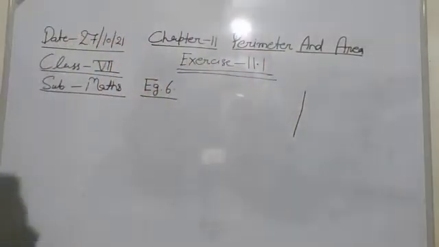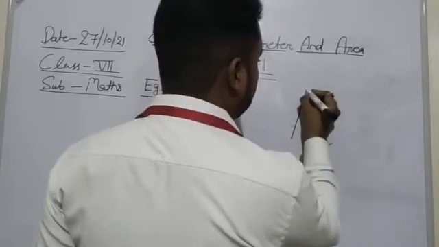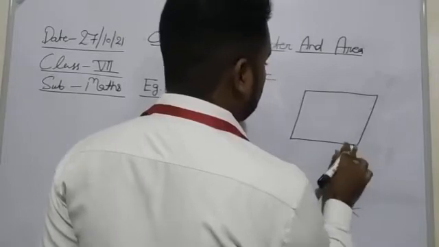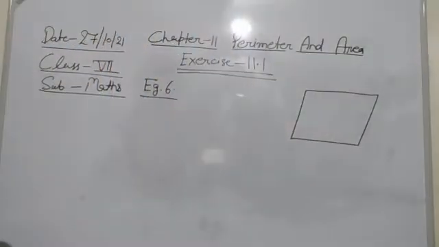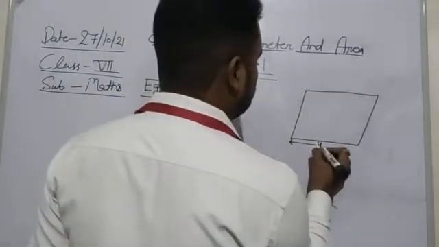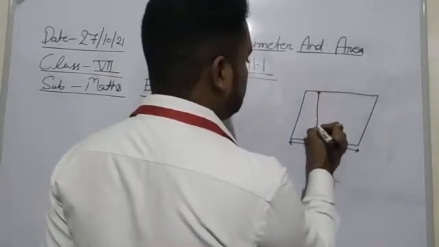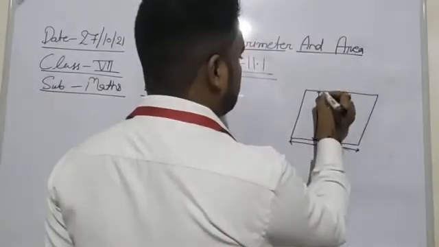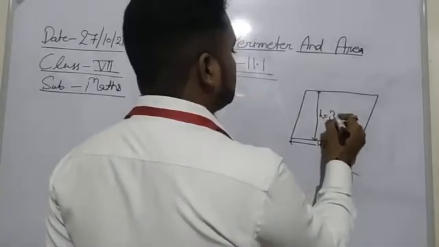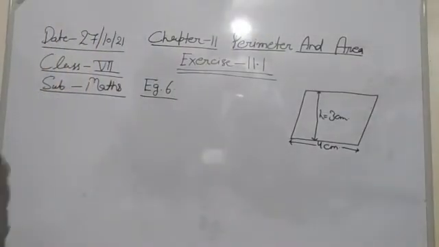There is a parallelogram in which one side is of 4 cm and the perpendicular height is 3 centimeter. Now here we have to find the area of the parallelogram.